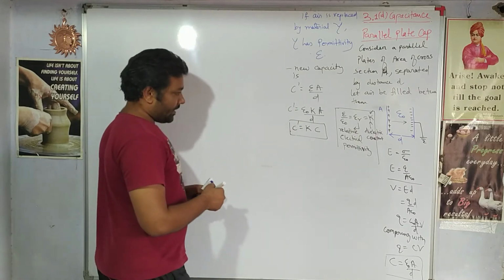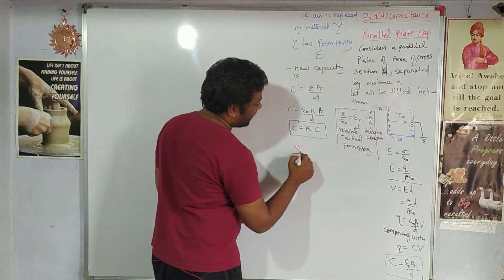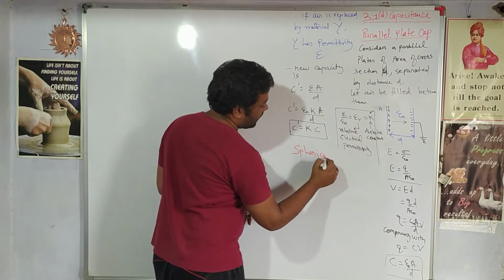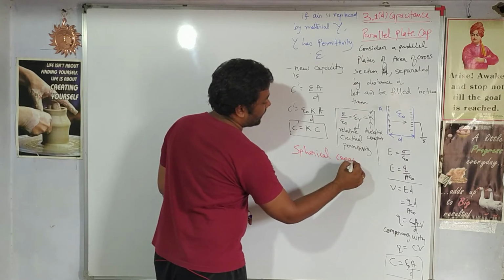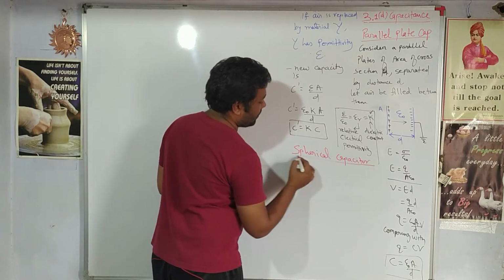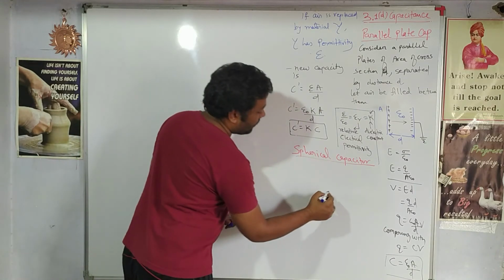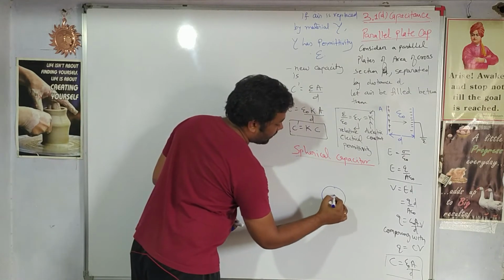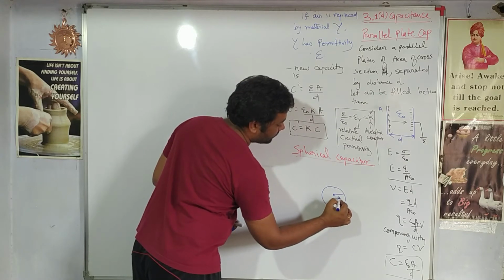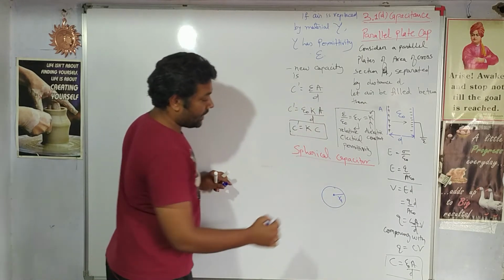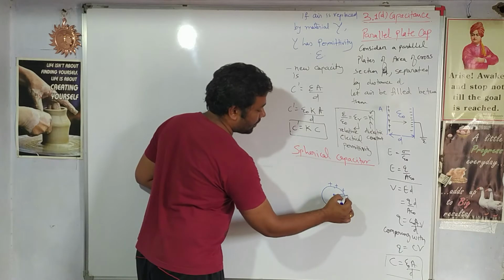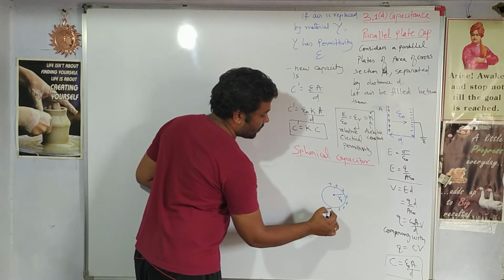Then after the parallel plate capacitor, we have a spherical capacitor. So what is a spherical capacitor? In case of the spherical capacitor also, a similar, identical arrangement we have, right? We have a sphere of some radius Ra. It has been given positive charge.